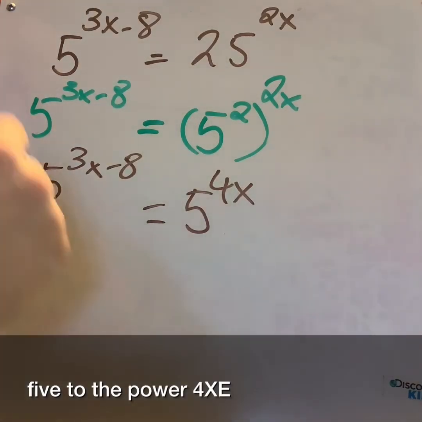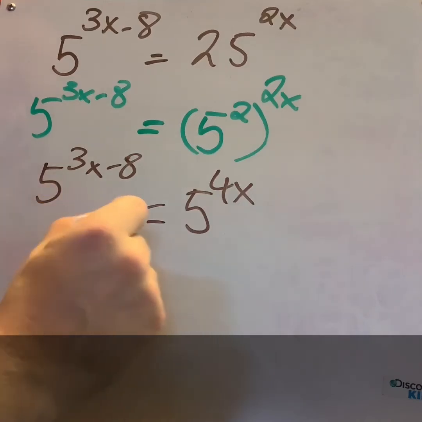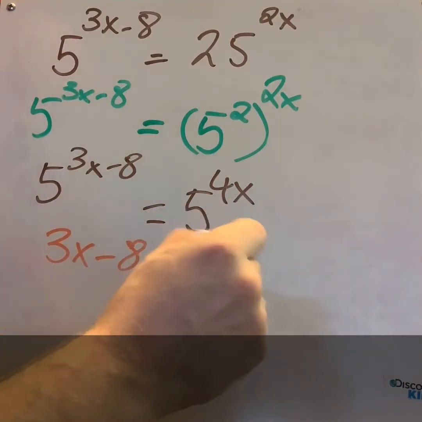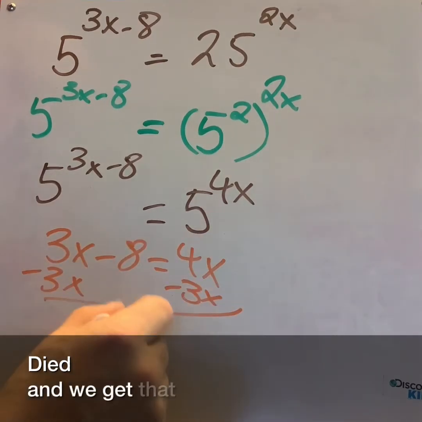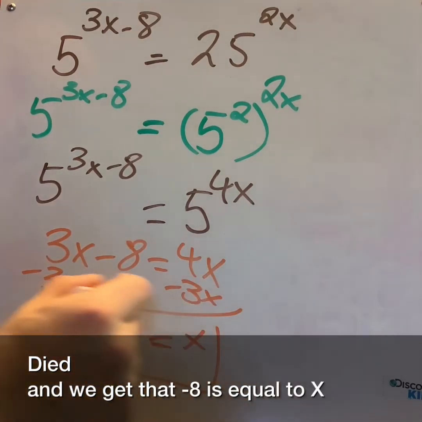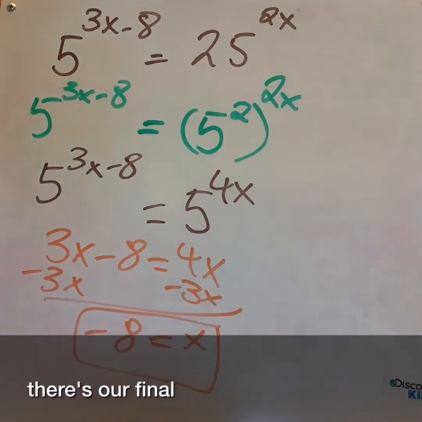Drop the bases, set the exponents equal to each other. 3x minus 8 equals 4x. Subtract 3x from each side, and we get that negative 8 is equal to x. There's our final answer.